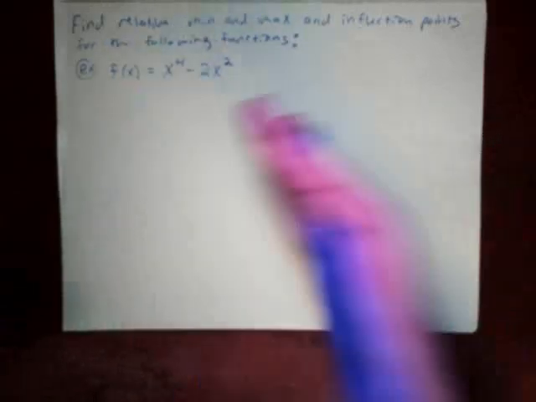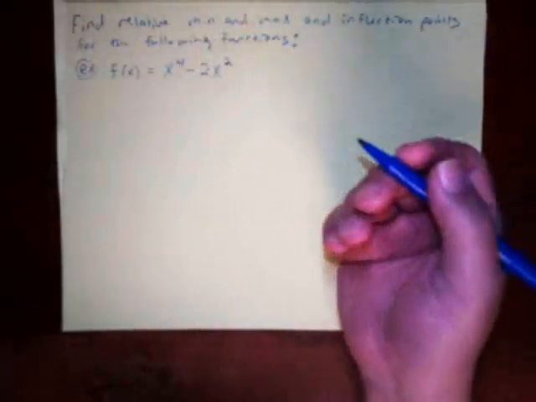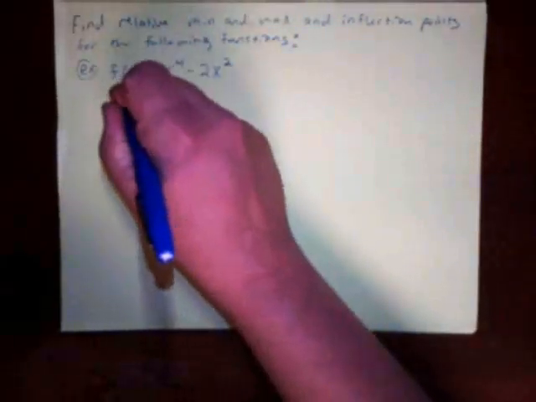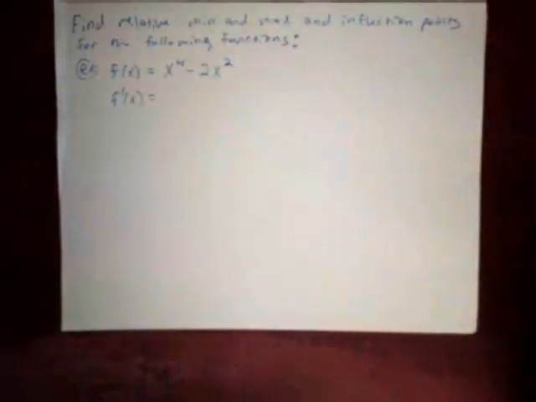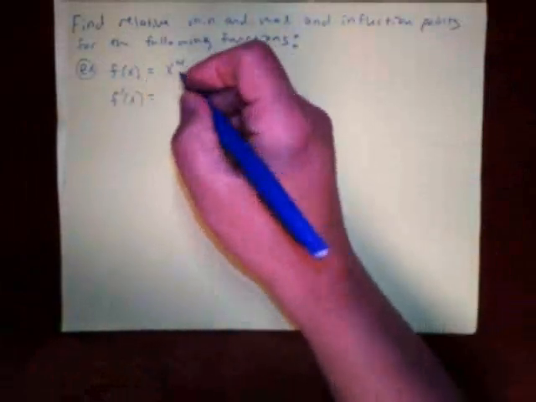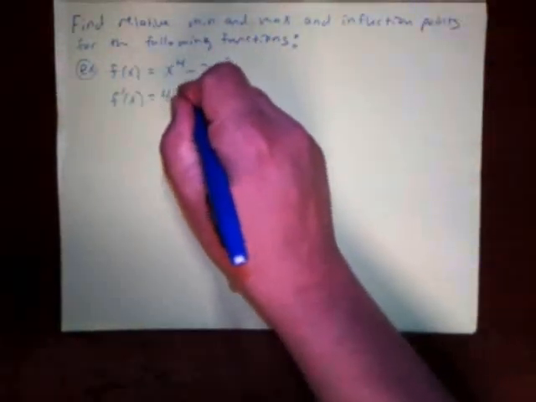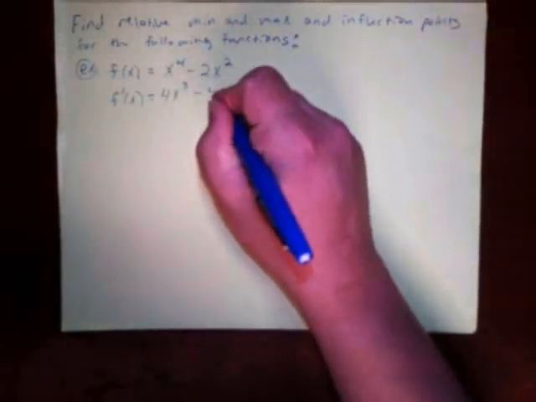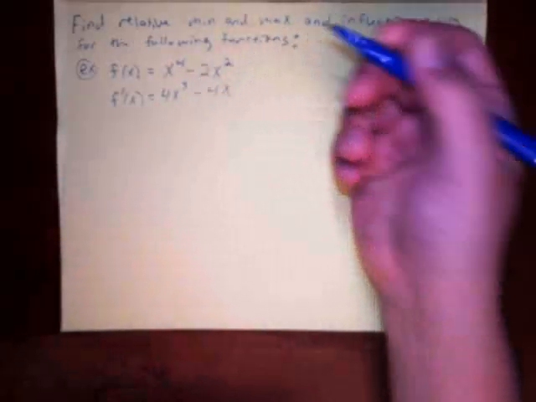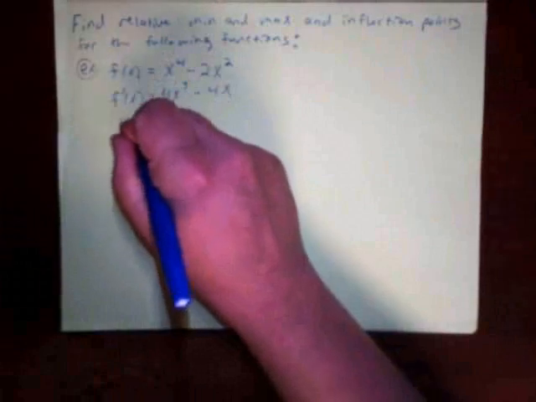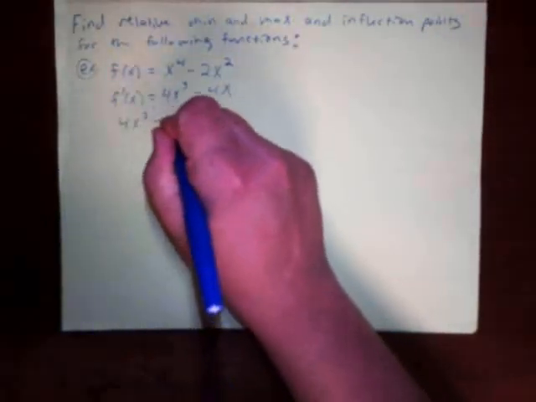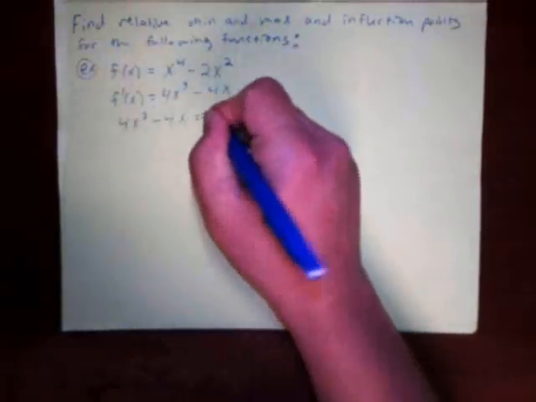So we've got a fourth degree polynomial. I'm going to first take the derivative, and what I'm going to do is find the relative min and max, and then I'll find the inflection point. So take the derivative, and I get that. Now I need to solve the derivative for 0, so set it equal to 0.